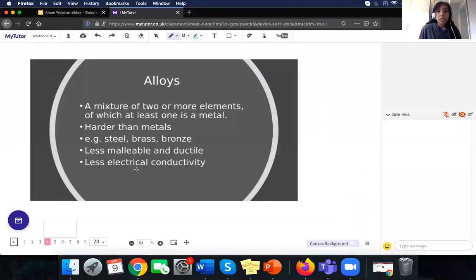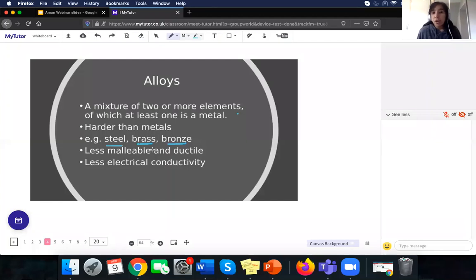Okay. So this is the definition here of an alloy: a mixture of two or more elements, of which at least one is a metal. Some examples of alloys are steel, brass, and bronze. You wouldn't be expected to know what makes up steel, brass, or bronze, or any of the other alloys. You're just expected to know that they are alloys.